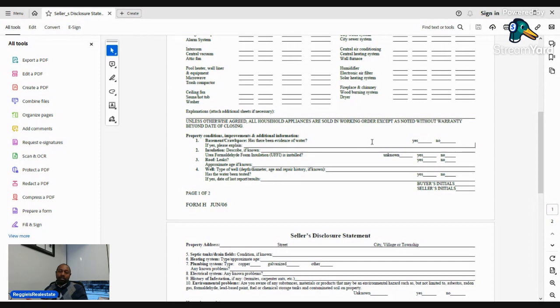Yes, there was evidence of water 15 years ago. This item was corrected or whatever, or the basement was waterproofed. Whatever that issue is, answer it correctly.